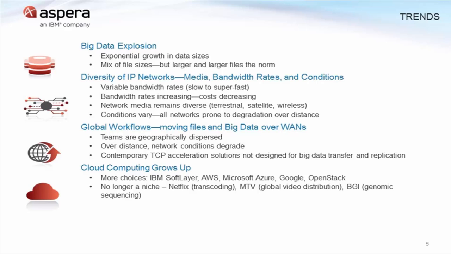The other thing we're all wrestling with is the diversity of connectivity. We've got terrestrial connectivity, satellite, wireless, and that imposes a lot of restrictions on any form of network, specifically around the WAN. The key here is that all networks are prone to performance degradation over distance. It's just a fact of WANs.